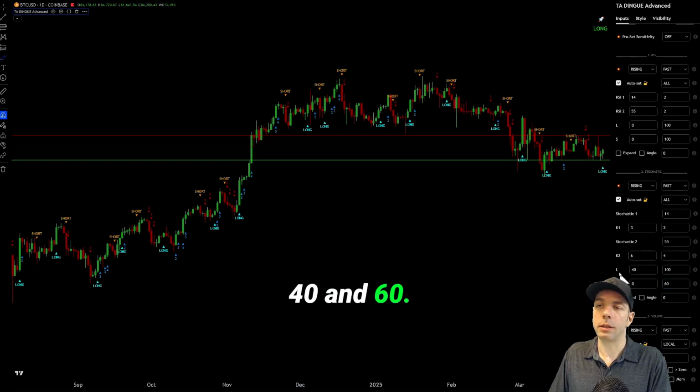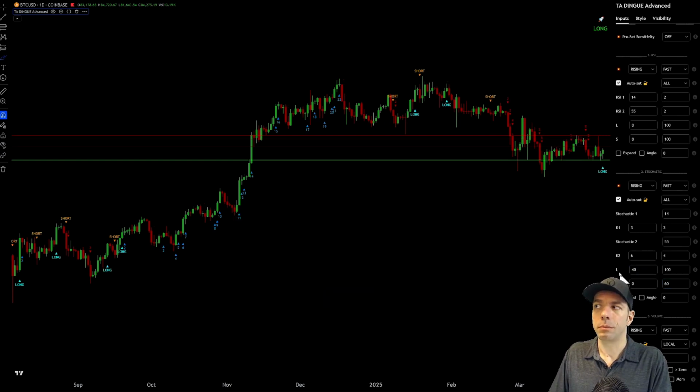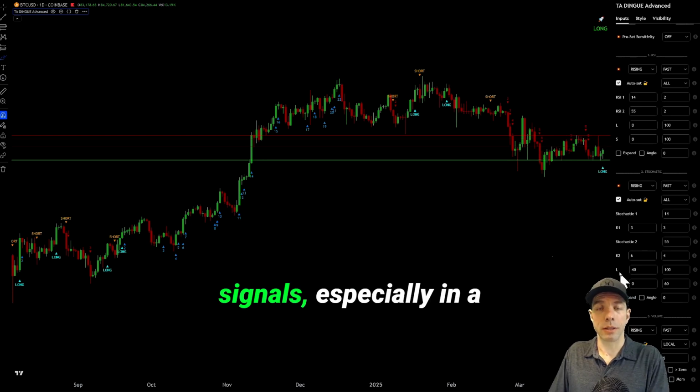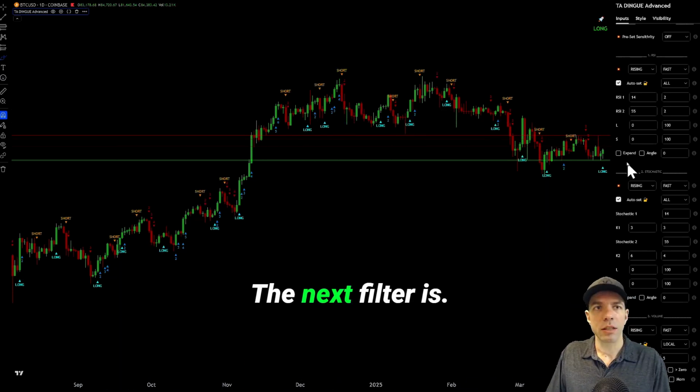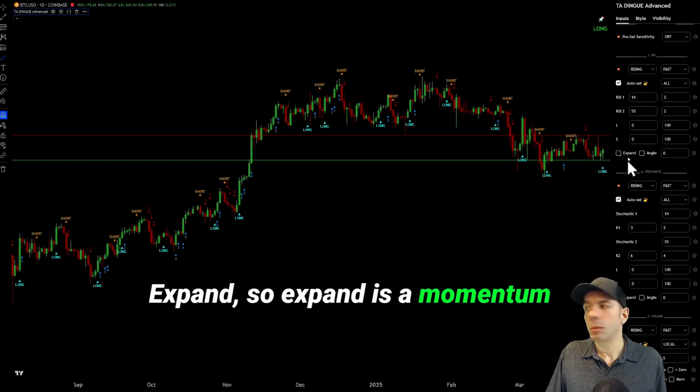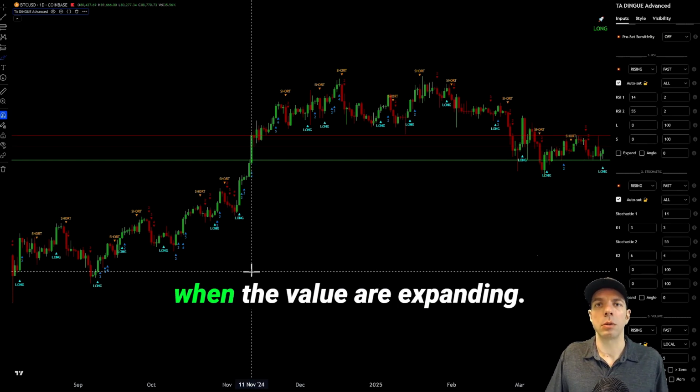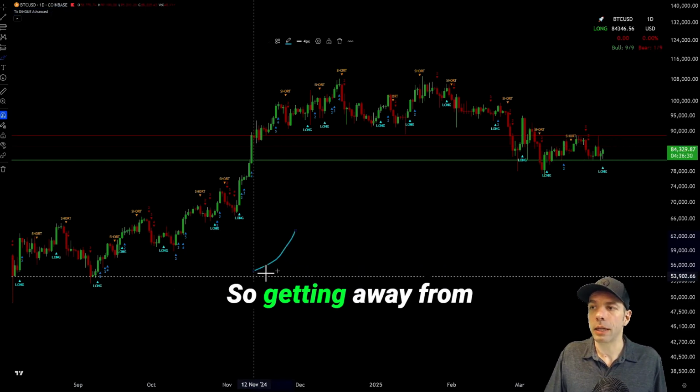40 and 60. So it filters quite a bit of signals, especially in a trending market, as you see. The next filter is expand. So expand is a momentum filter. It's going to keep signals when the values are expanding, so getting away from each other.